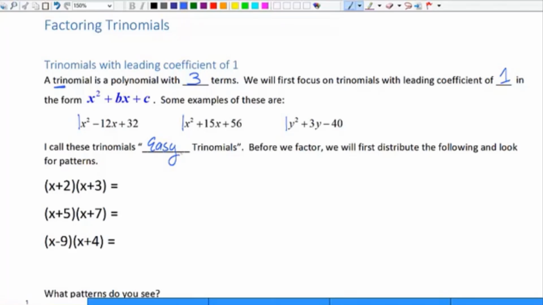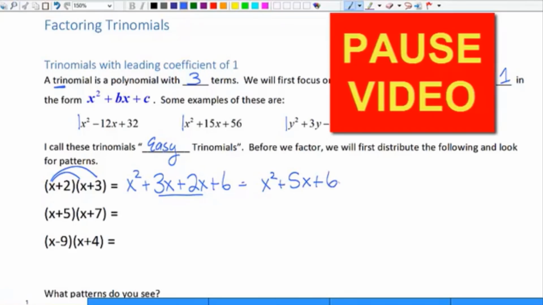Before we factor, we're going to first distribute the following and look for patterns. So if we go forwards, then hopefully that'll help us find patterns so that we are able to go backwards. So I'm going to distribute: x squared plus 3x plus 2x plus 6, and then when I combine the two middle terms, I'm getting x squared plus 5x plus 6. I'm going to ask you to pause your video and do the next two on your own.